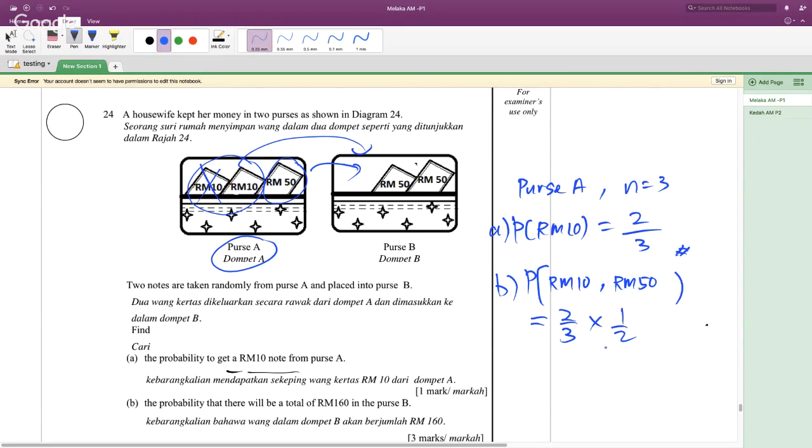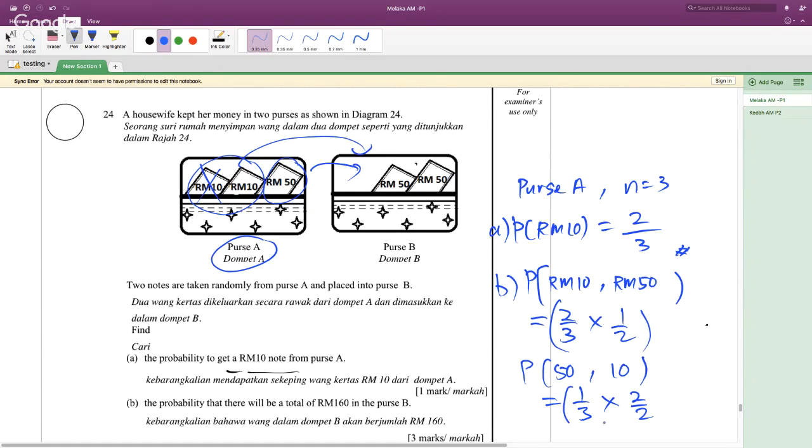However, I can take the 50 ringgit first, then only I take the 10 ringgit. So if I take the 50 ringgit first, it will be 1/3. Then only I take the 10 ringgit, it will be 2/2.